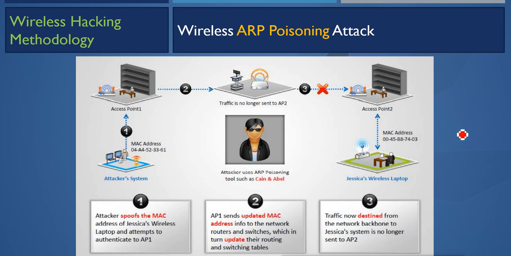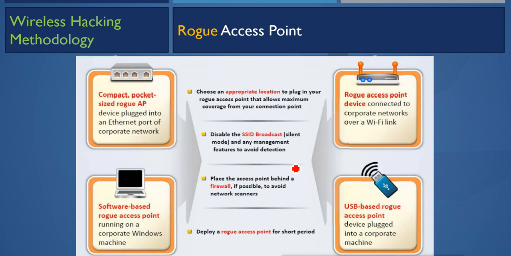Then the rogue access point attack. This means the attacker creates fake rogue access points. It can create a compact rogue access point device plugged into the Ethernet port of the corporate network. That means the attacker will use a compact wireless access point, plug it into the corporate network, and create its own access point there. Now the users of the corporate network feel like this is a new access point available in the organization, and they try to connect to it.